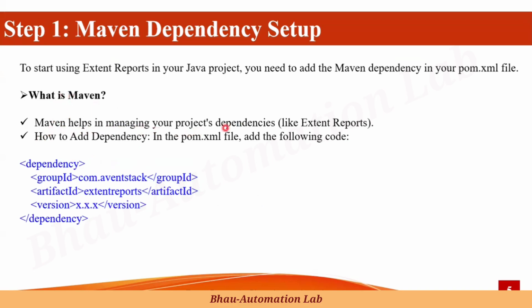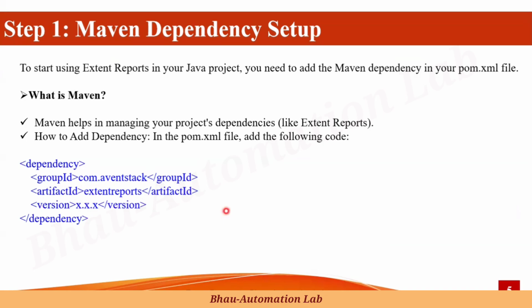Maven helps to manage your project's dependencies, like Extent reports. How to add the dependency in your pom.xml with the following code: this is a dependency tag, and under the dependencies tag we need to add this dependency. This is the group ID, and this is the artifact ID, extentreports, and the version of your current Extent report. We have different versions of Extent reports. We'll understand all those things practically, but for now let's understand the theoretical parts. Here, we need to add that Maven dependency in your Maven project.